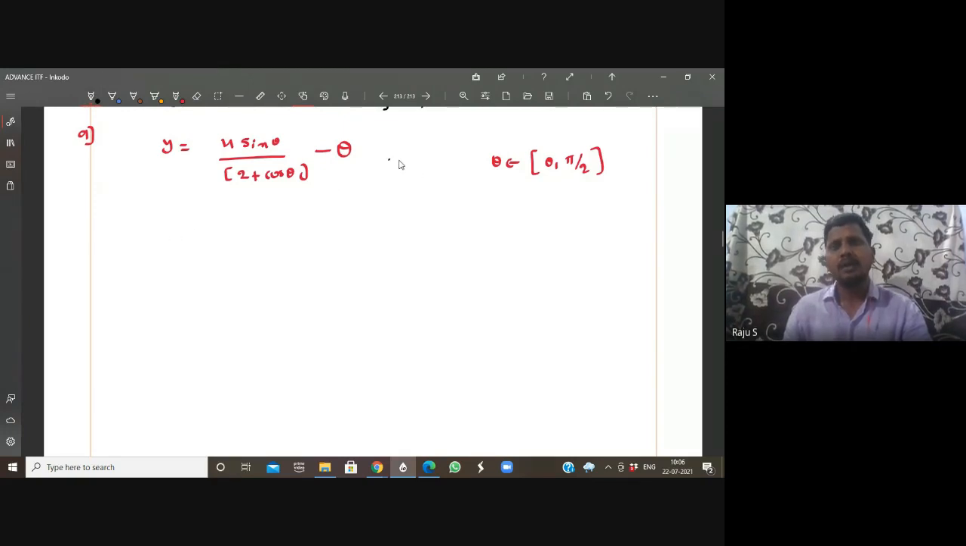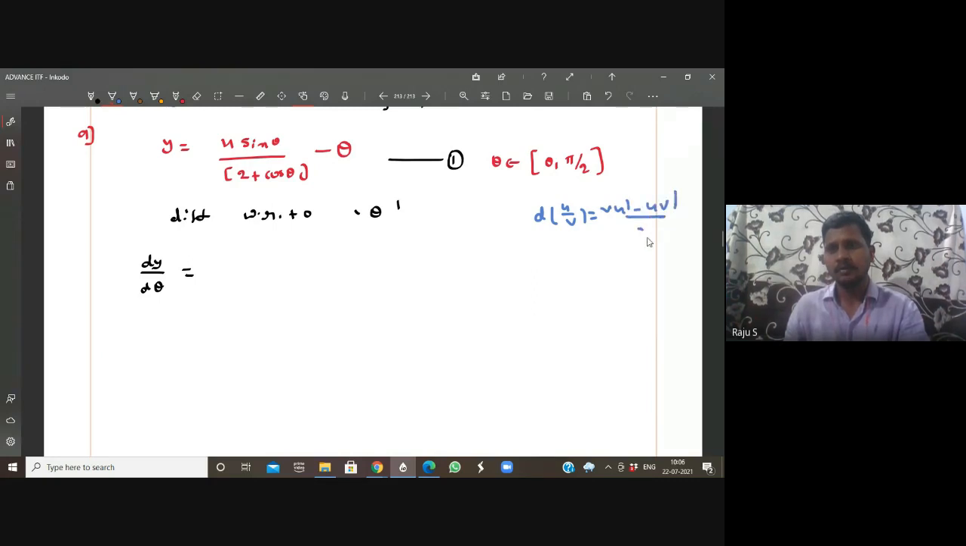So now let us take this as equation 1. Here differentiate y with respect to theta. So dy by d theta is equal to, so what shall we do here? U by v rule. Since we know that d of u by v is equal to vu dash minus uv dash by v square. So what is u here? This is u, this is v.